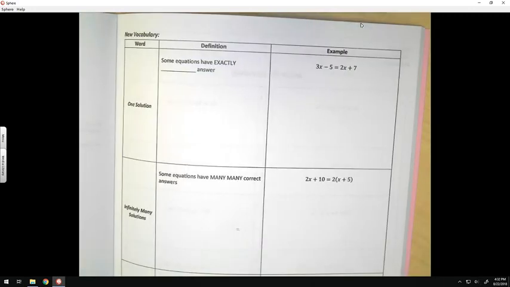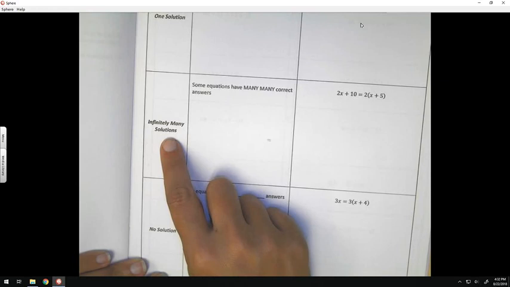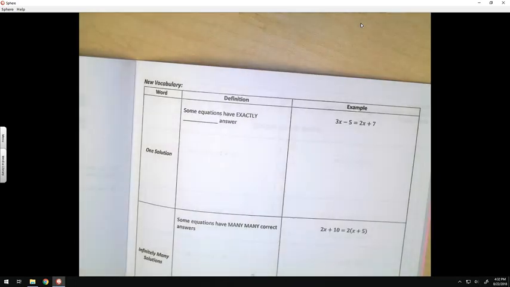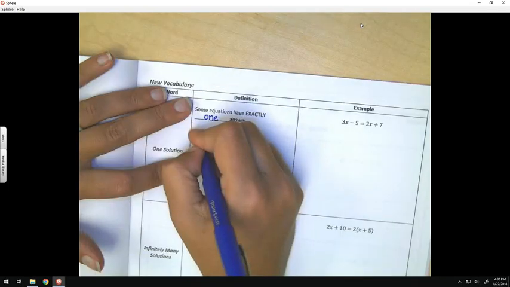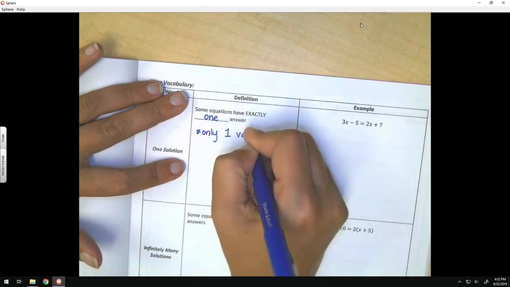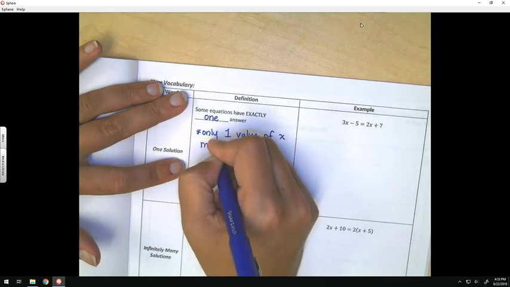Now, one thing that we need to emphasize is that every equation has either one solution, infinitely many solutions, or no solutions. Some equations have exactly one answer. So when we think about that, that means only one value of x makes that equation true.